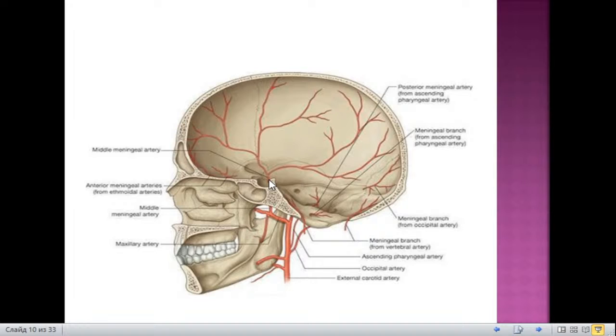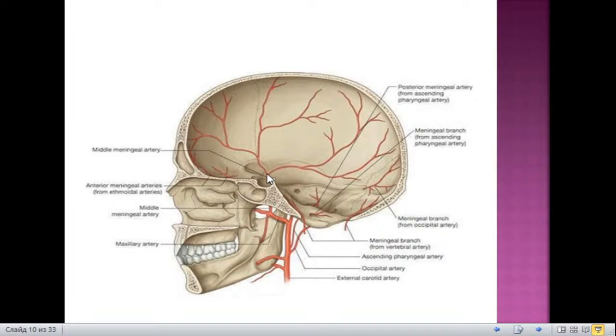After that, middle meningeal artery goes into the skull, into cranial cavity through the spinous foramen. And just after the spinous foramen, it divides into two big branches. It is the frontal branch. It goes to supply the vault of anterior cranial fossa and vault of middle cranial fossa. And it is the parietal branch. It supplies the inner side of the parietal bone.